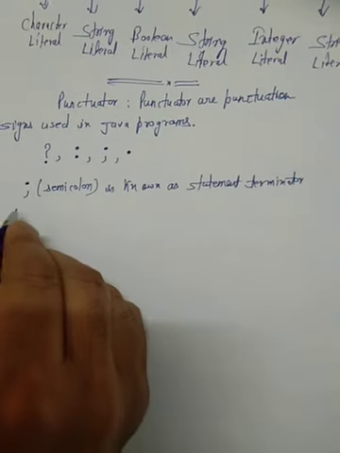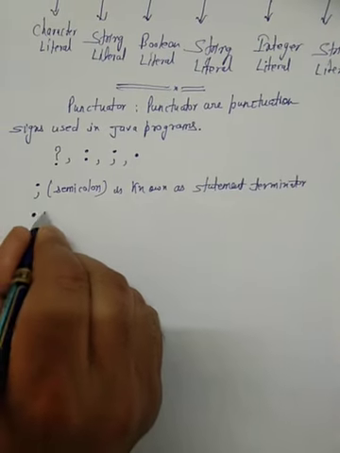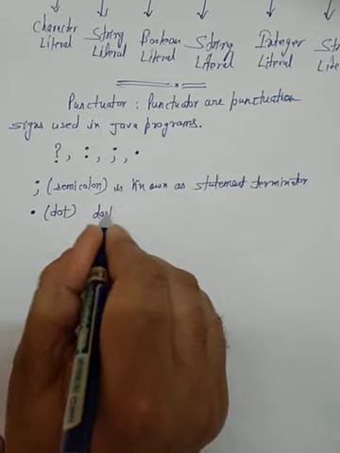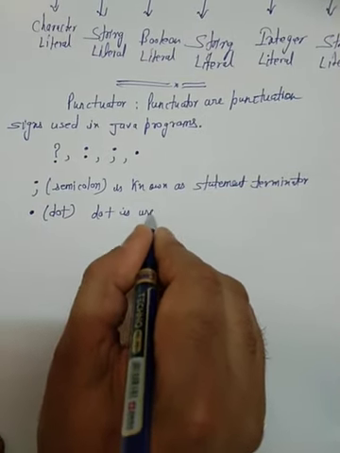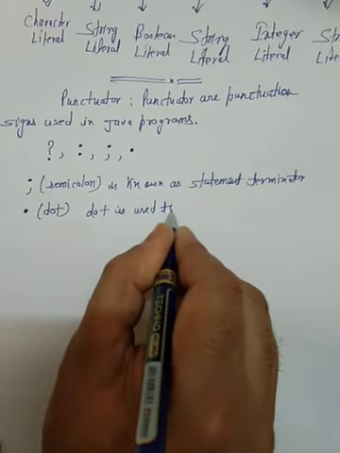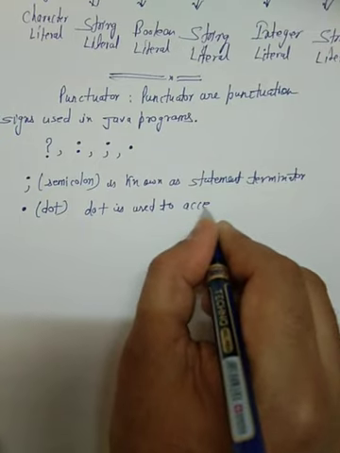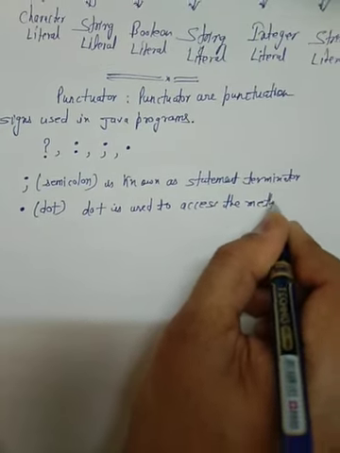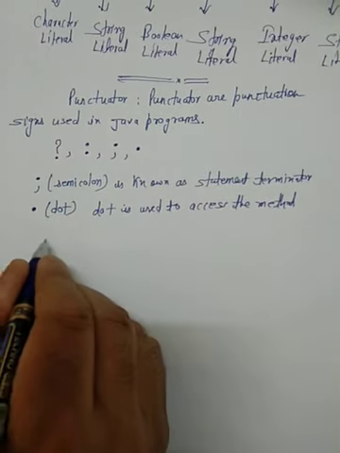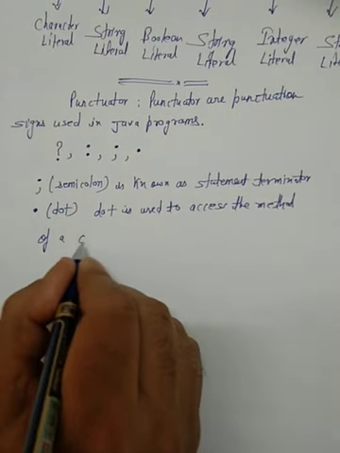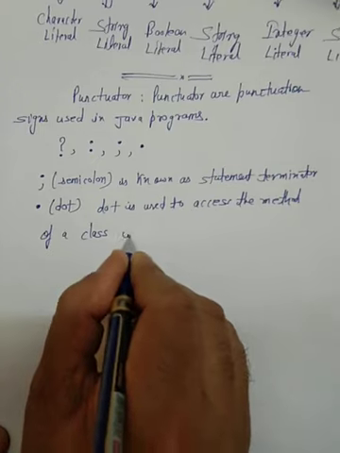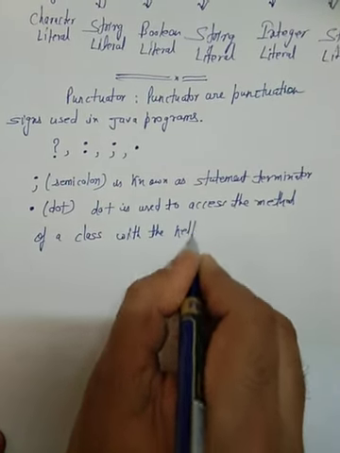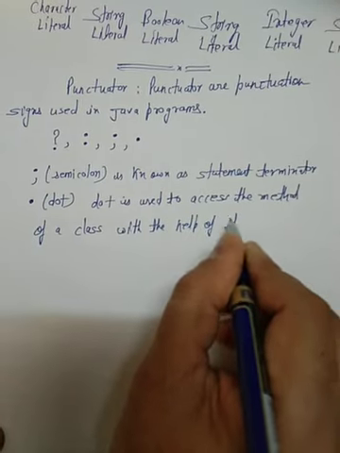Fine. The next one is dot. Dot is used to access the method of a class with the help of its object.